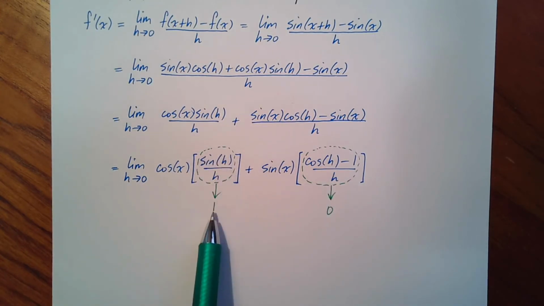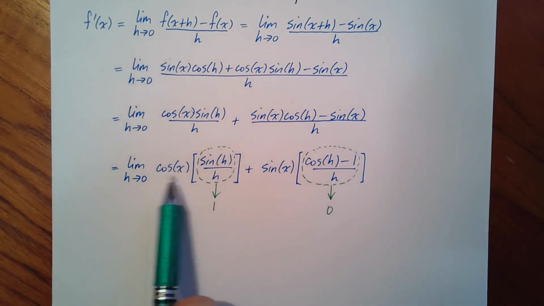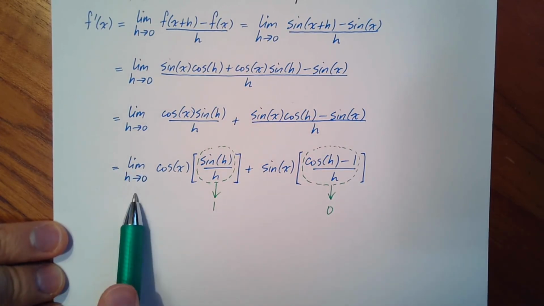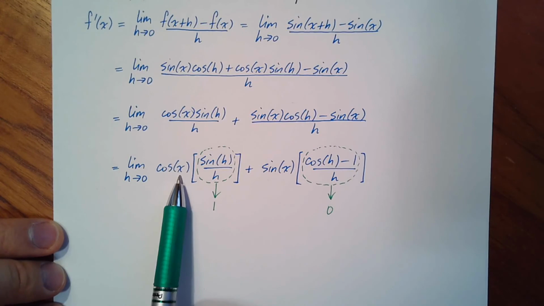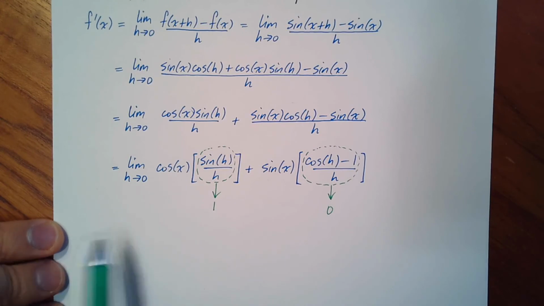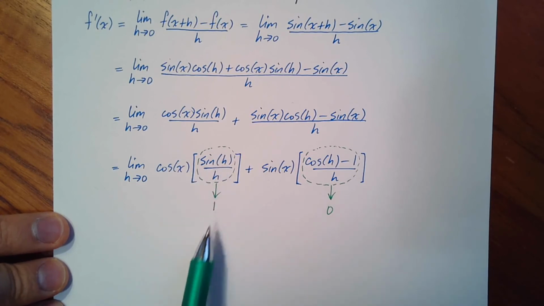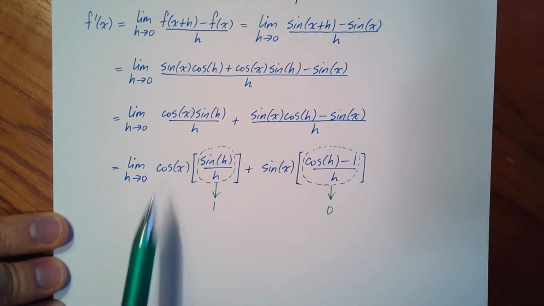So you have a limit of a big expression here. This fraction is going to 1. Cosine of x is not constant because x is a variable, but as far as this limit is concerned, it is a constant because x is completely independent of h. So you can treat this like a constant. You have a constant times something that's approaching 1, so this whole term is just going to approach cosine of x.